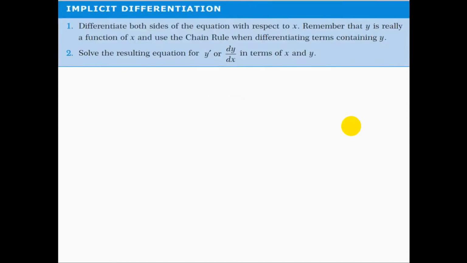Okay, first, implicit differentiation. First, differentiate both sides of the equation with respect to x. Remember that y is really a function of x, and use the chain rule when differentiating terms containing y. So we can differentiate both sides, right? And second, solve the resulting equation for y prime, or dy over dx, in terms of x and y.